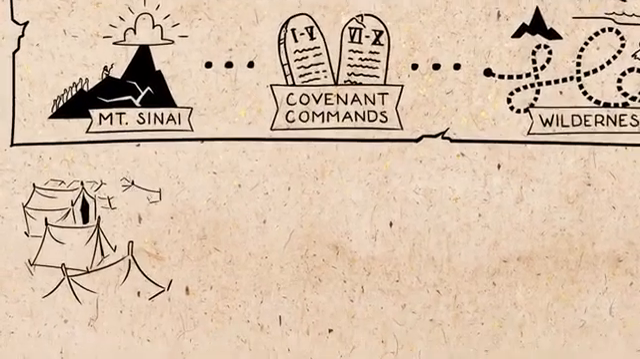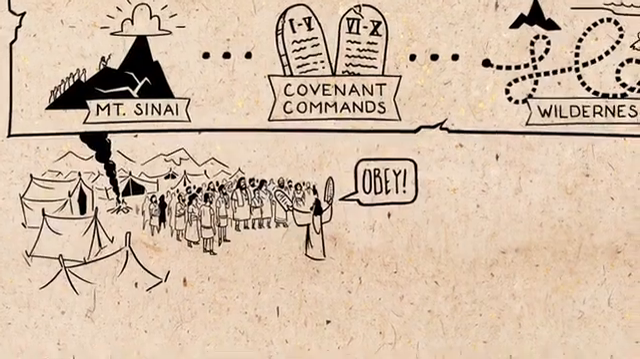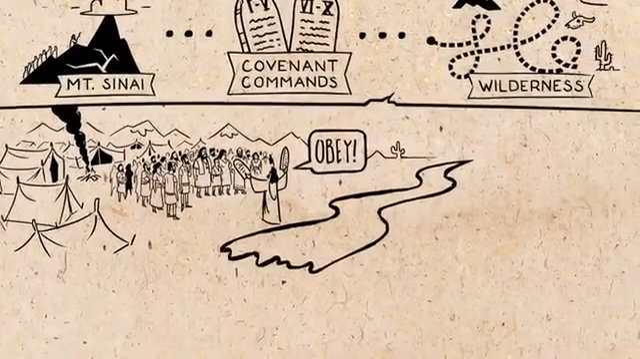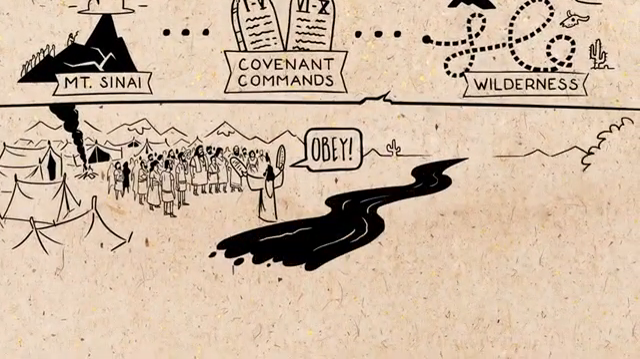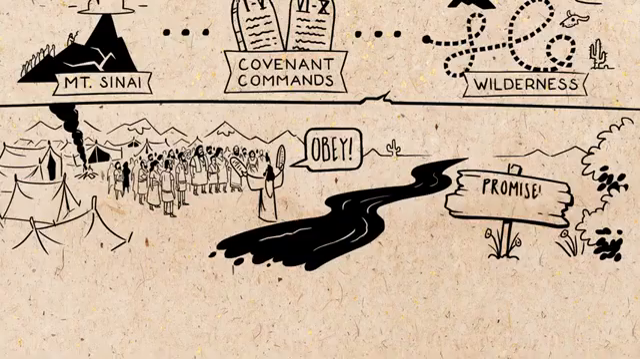Israel then camped outside the promised land, and Moses called them to obey God's commands so that they could show all the other nations what God is like. The book of Joshua picks up right after Moses has died, and Israel's ready to enter the land.